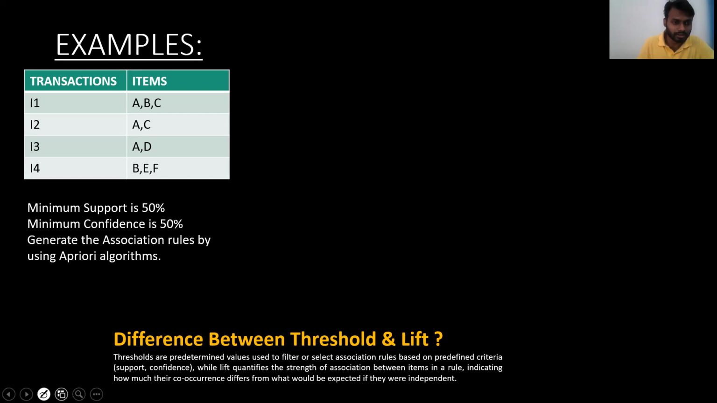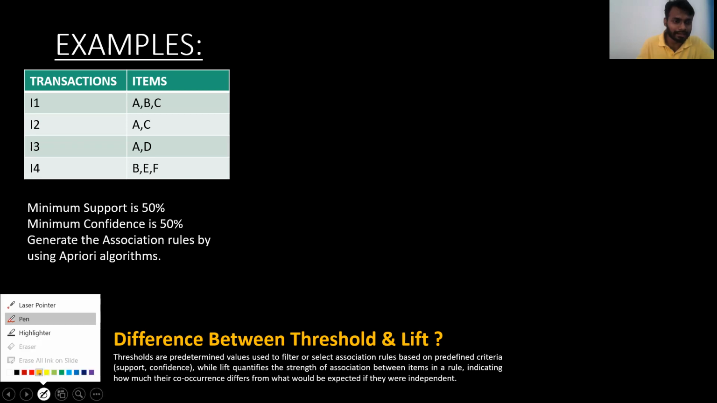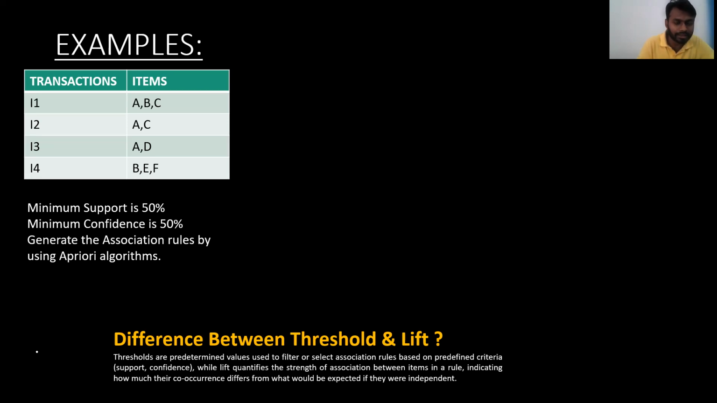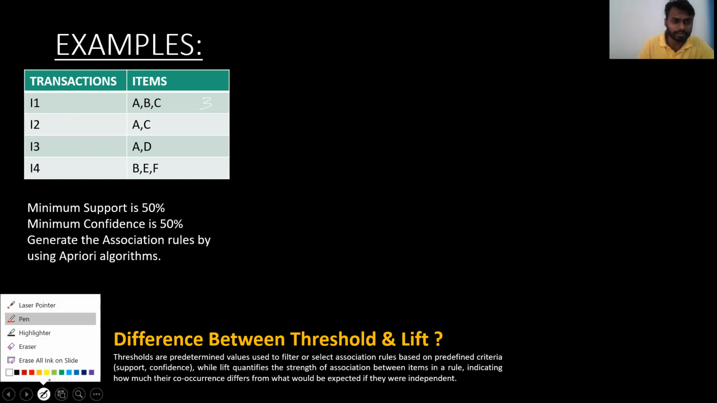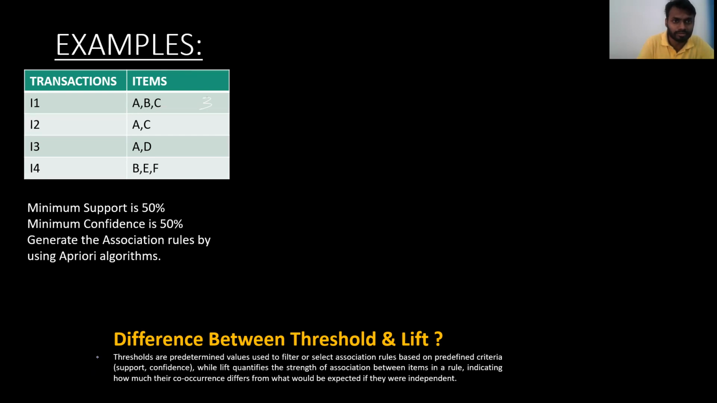So here there are items, meaning the people are buying items. Here one is A, B, C, where 3 items are there. Let me choose one color. Okay. So 3, and this one has 2 items, and 2 items, and 3 items. So these are the items.